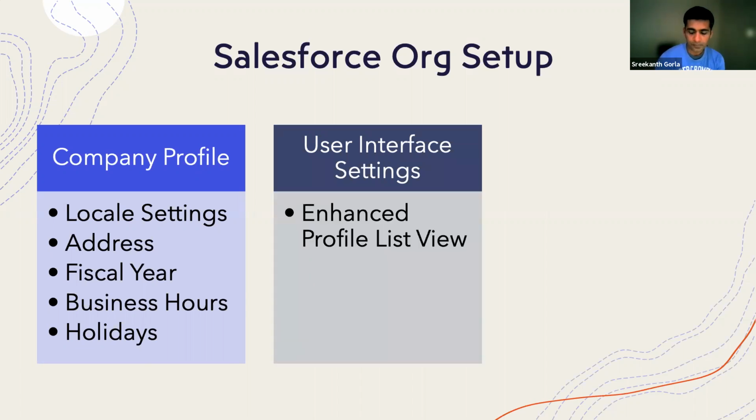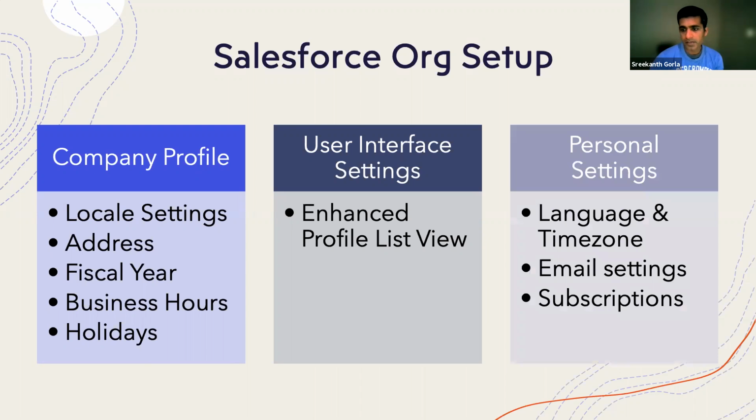And yeah, we talked about this enhanced profile list view just for admins. This will be handy. And the personal settings. So there will be organization-wise settings. We will say, okay, now my company is on the West Coast, so basically my company address is that, and the company's currency is US dollars. But on the personal level, they should be able to control what language and what time zone they belong to, and email settings. We didn't talk about it.